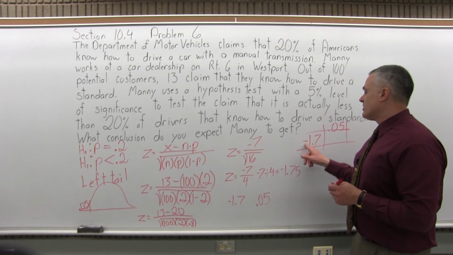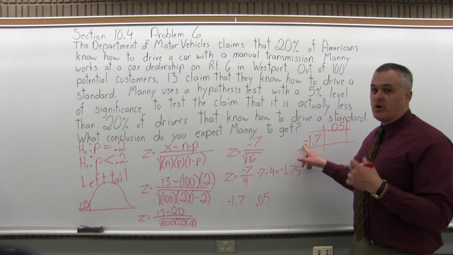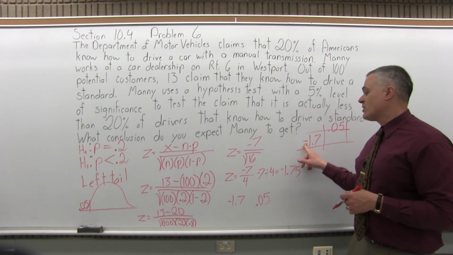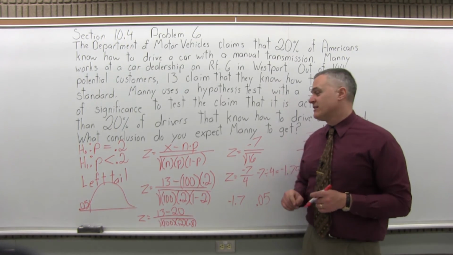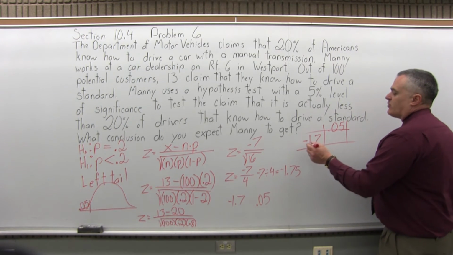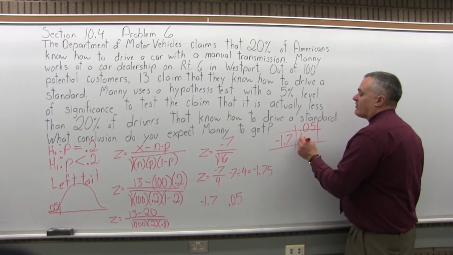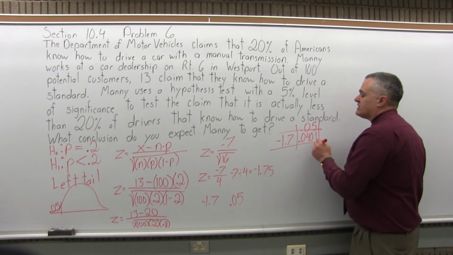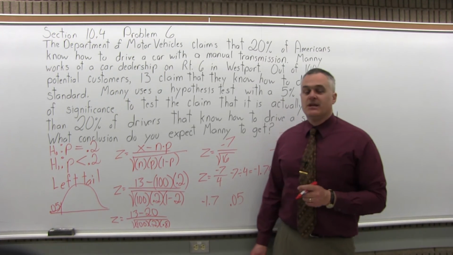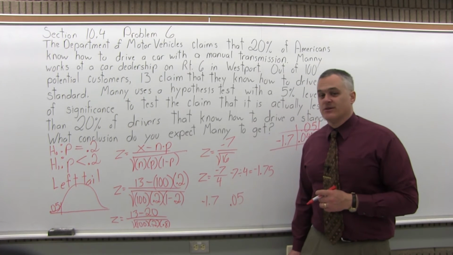Now again, make sure you're looking in the negative part of the chart. There's a positive page and a negative page. This is negative 1.75, so make sure you're on the negative page. The negative 1.7 row will intersect with the 0.05 column at 0.0401. That's the number that comes out of the chart.